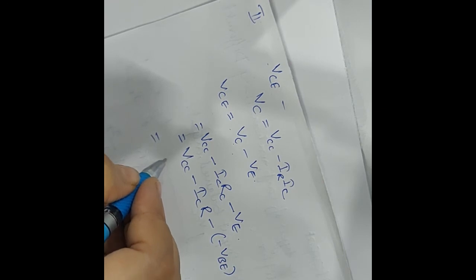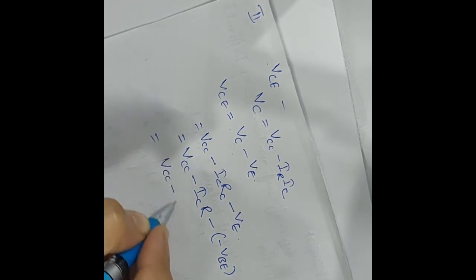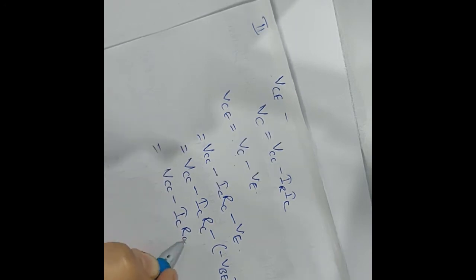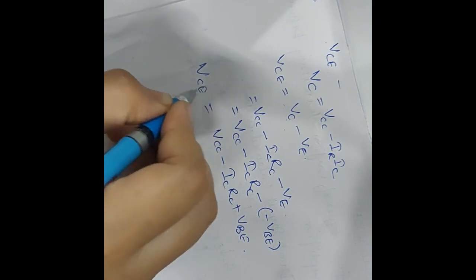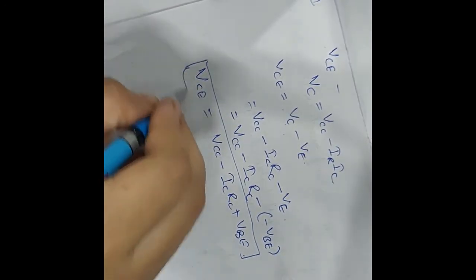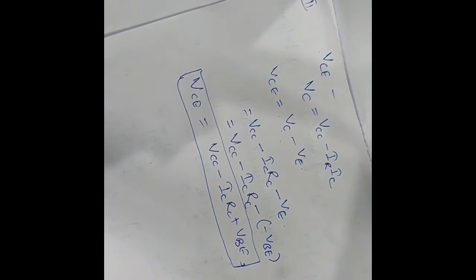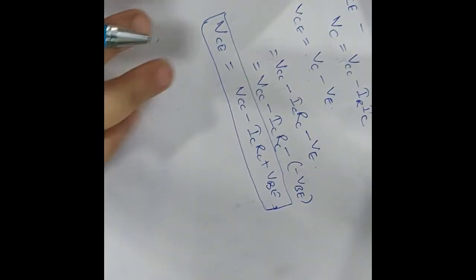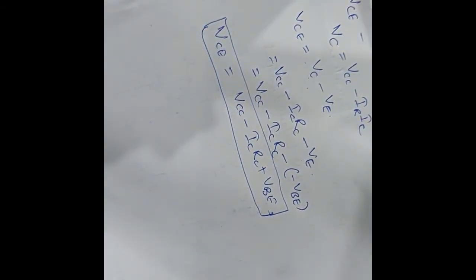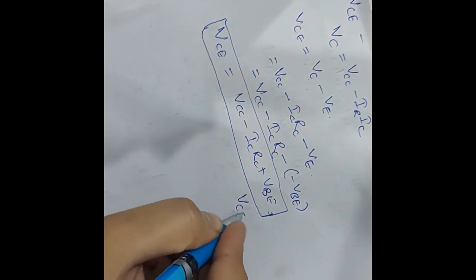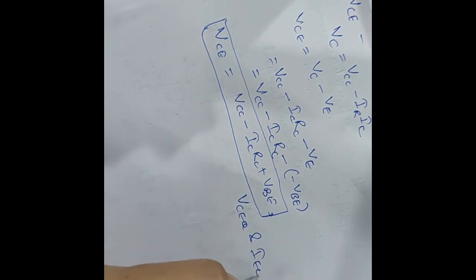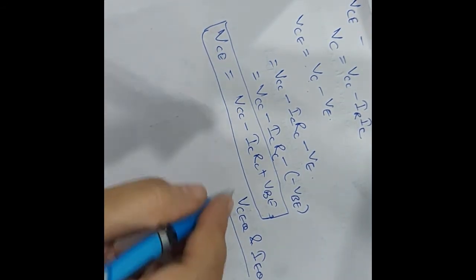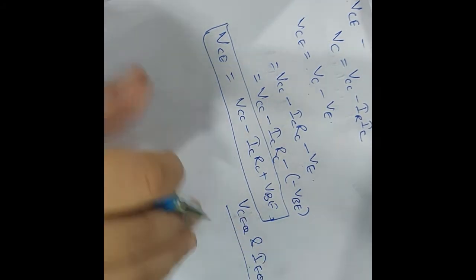So we will get VCE equals VCC minus IC RC plus VBE. This is the second equation that we have obtained from the DC analysis of dual input balanced output. Using this DC analysis, for both Q1 and Q2 transistors, we can determine VCEQ and IEQ, right? We can calculate the operating point for both the transistors.